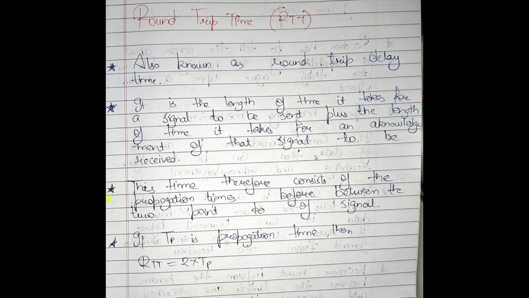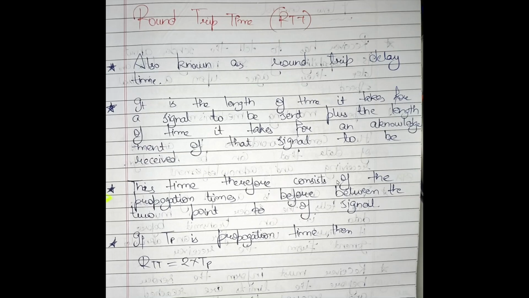So basically, suppose you are sending a signal to the receiver. The time the signal is going to take to reach the receiver, plus the acknowledgement that the receiver will send and the time that acknowledgement is going to take to reach the sender, the combination of these times is known as round trip time. So basically, the time taken by the signal to go first, then the time that the acknowledgement of that signal is going to take to come to the sender. All right, so this is round trip time.